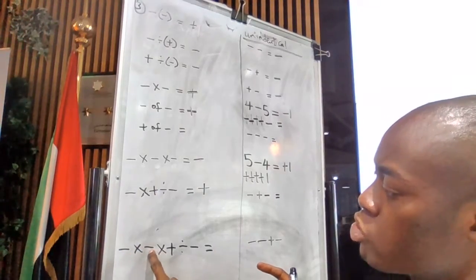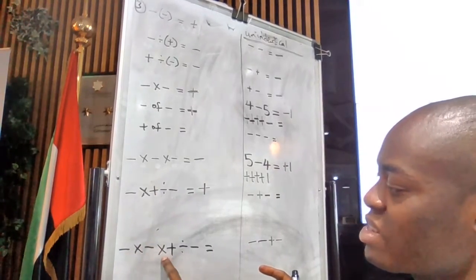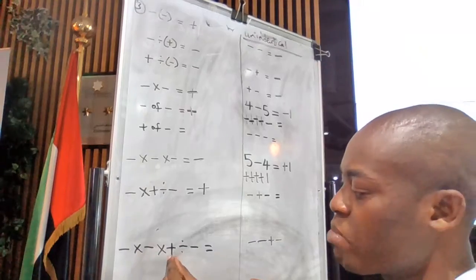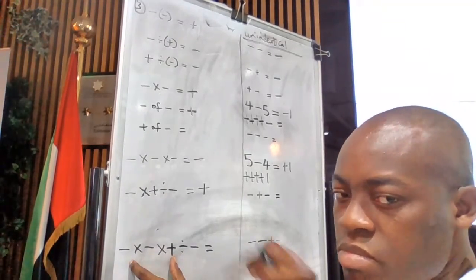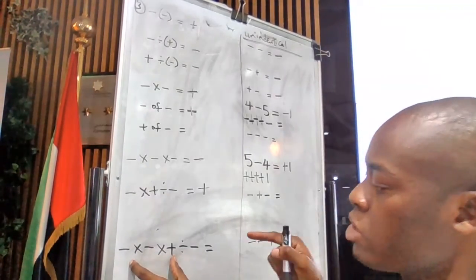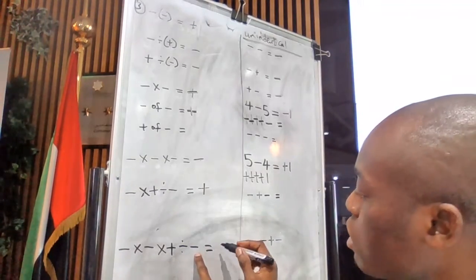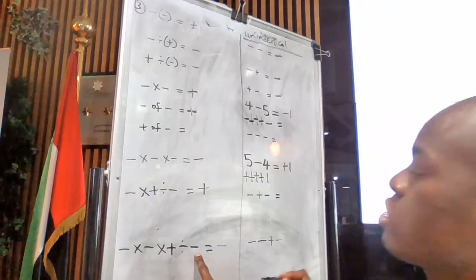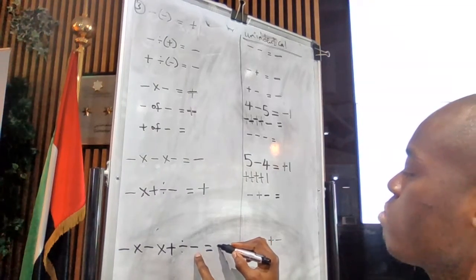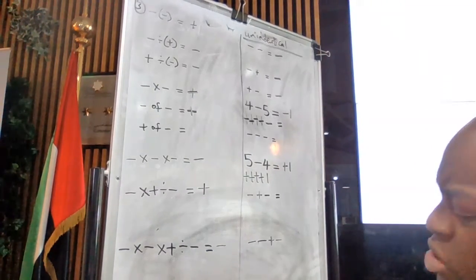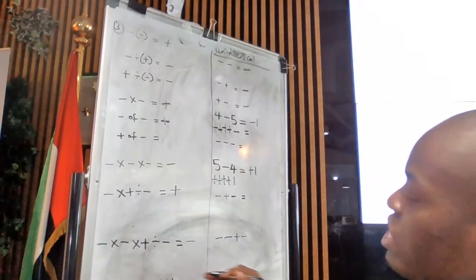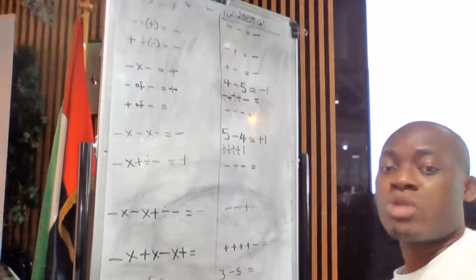Minus times minus gives plus. Plus times plus. The plus here and the plus here are a complete cycle already. So you are left with what? Divided by minus. Just a single minus will give us minus. So the answer here is what? Minus. I hope you are able to practice the other ones that we have here.